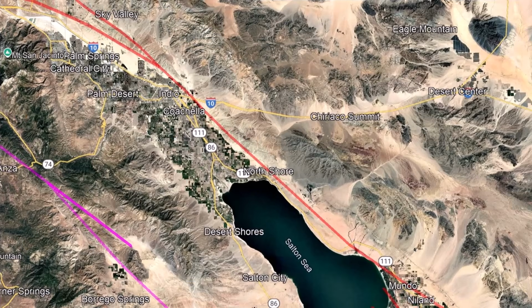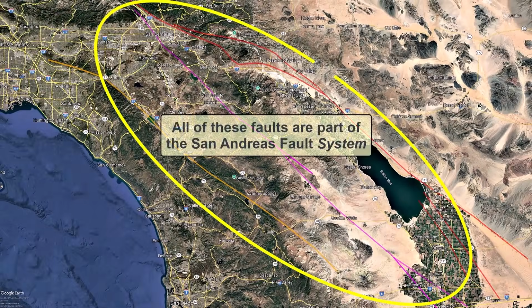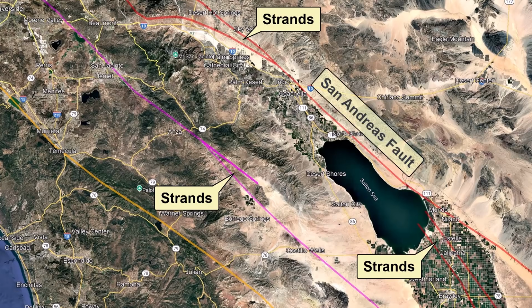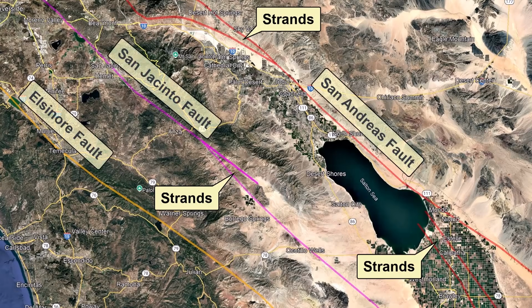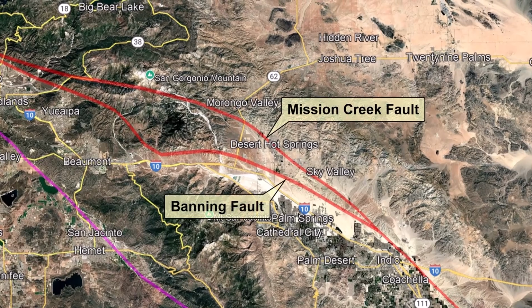It's also important to know that the San Andreas is a single fault and is also the main fault of the larger San Andreas Fault system. This system includes multiple branches or strands of the main fault itself, and even though they're part of the San Andreas system, some of them are named separately here in the Coachella Valley region. Those names you'll hear are the Mission Creek Fault and the Banning Fault.